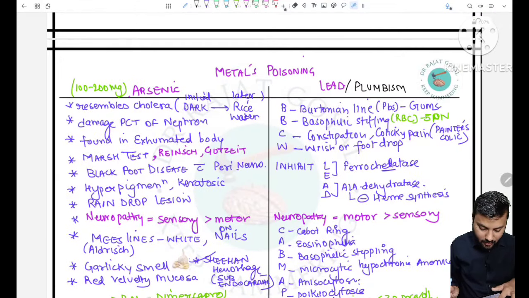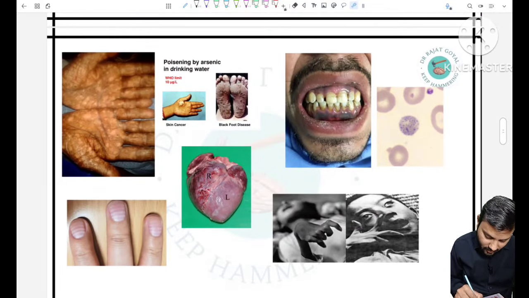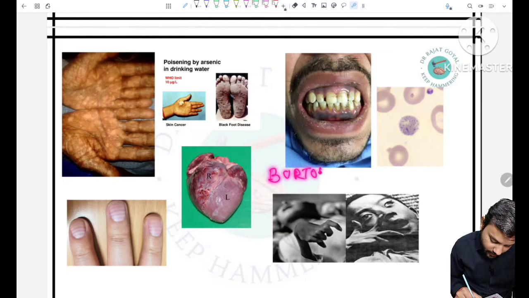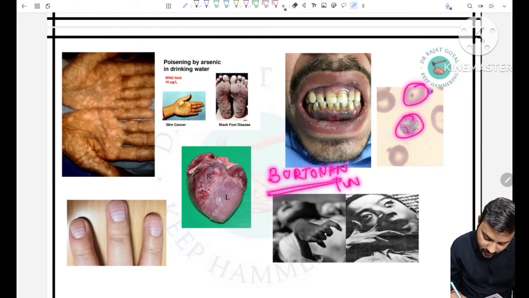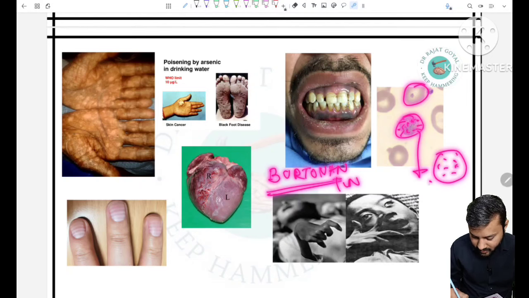Now we talk about lead poisoning. In lead poisoning, we can see bluish or blackish lines on the gums. This is called the Burtonian line. And in the RBC we can see various blue dots. This is called basophilic stippling of RBC.